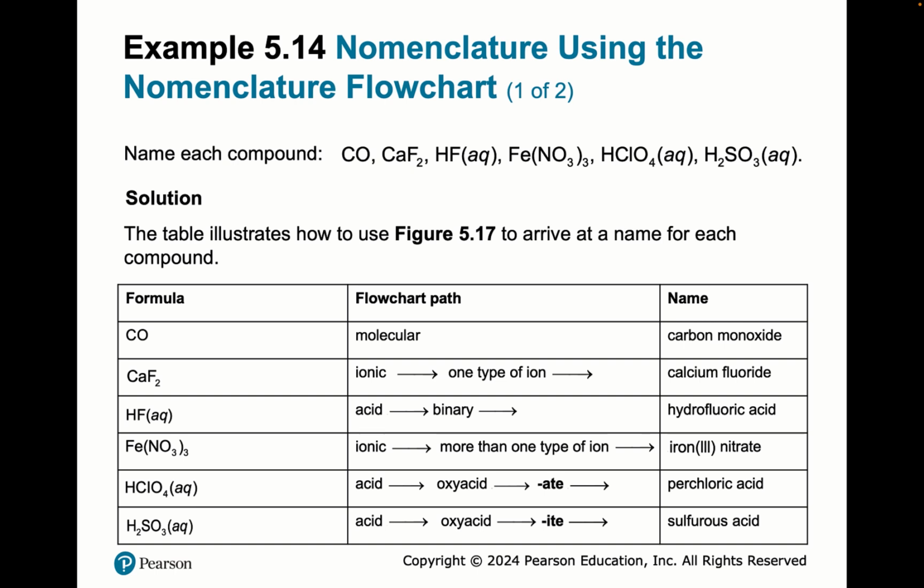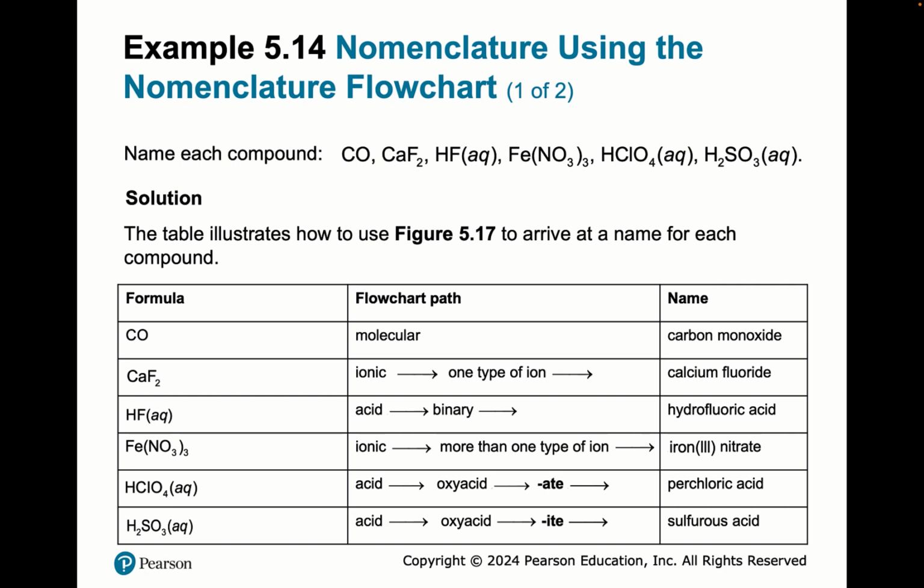HF, aqueous, that's an acid, so it's going to be hydrogen fluoride, but as the acid, it's hydrofluoric acid is the way you say that. The next one is an ionic compound, and there's more than 1 charge possible for iron. The nitrate is a -1 ion, so that means the iron is a +3 charge, so you say iron(III) nitrate, and the 3 is in Roman numerals in parentheses in the middle.